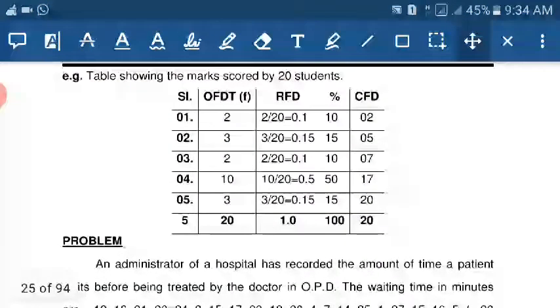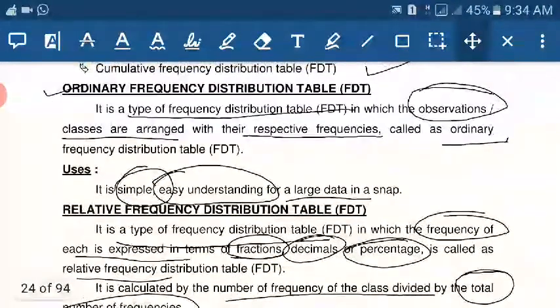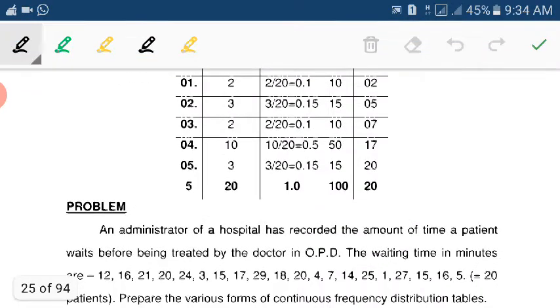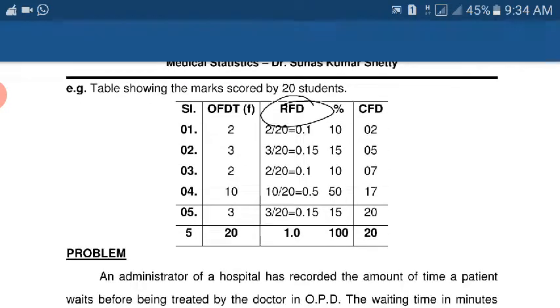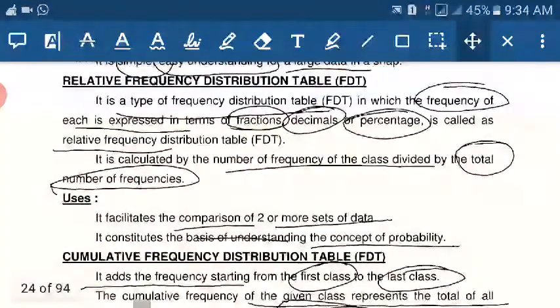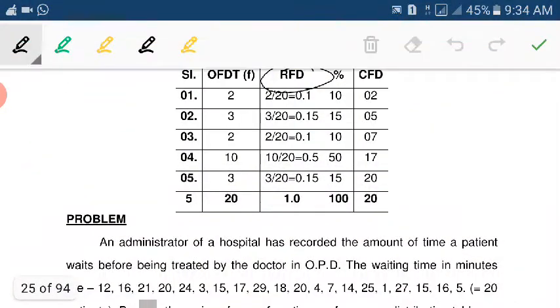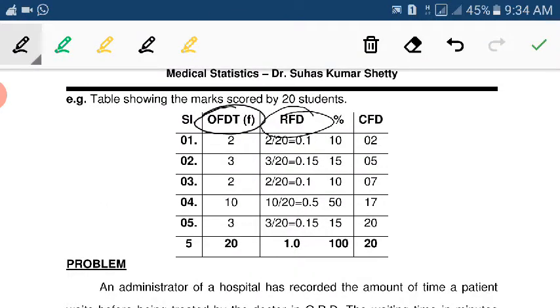These are the cumulative, ordinary and relative frequency data. This one is the ordinary frequency distribution table, and this is the cumulative frequency distribution table.